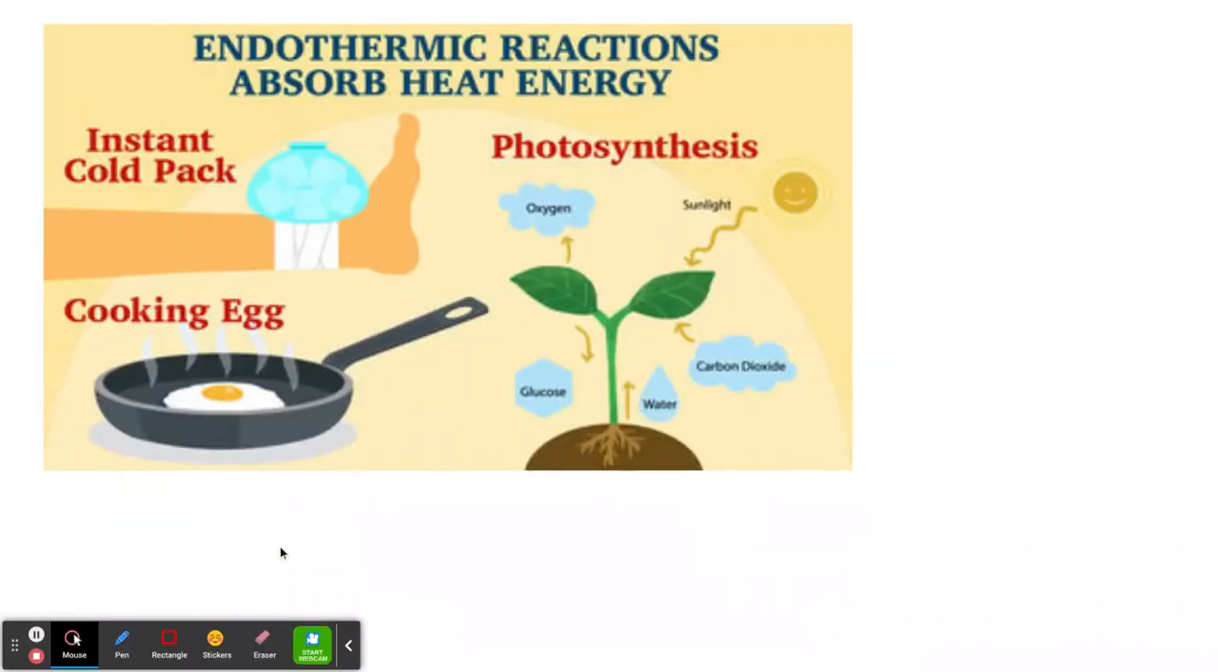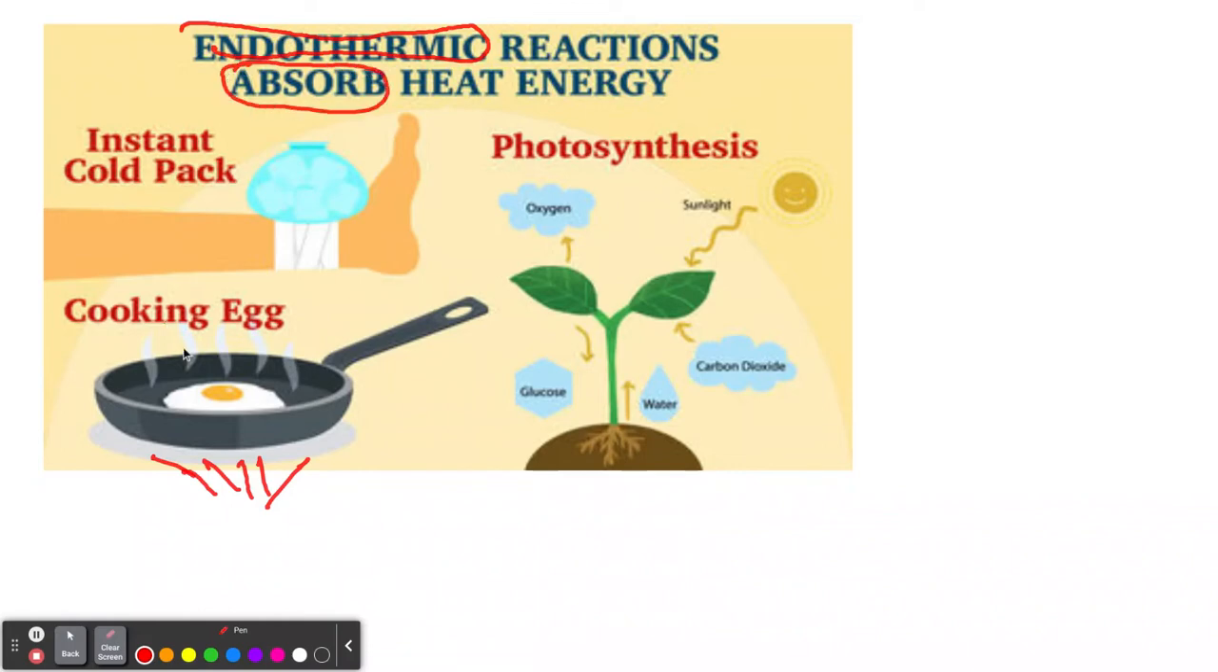So the perfect example is cooking, right? When you're cooking, let's use red for the heat. Heat is going in. So this is endothermic, right? We're talking about endothermic, absorbing heat. So heat is coming in with cooking eggs. That's easy to understand. And here in photosynthesis, the light energy from the sun is coming in, right?